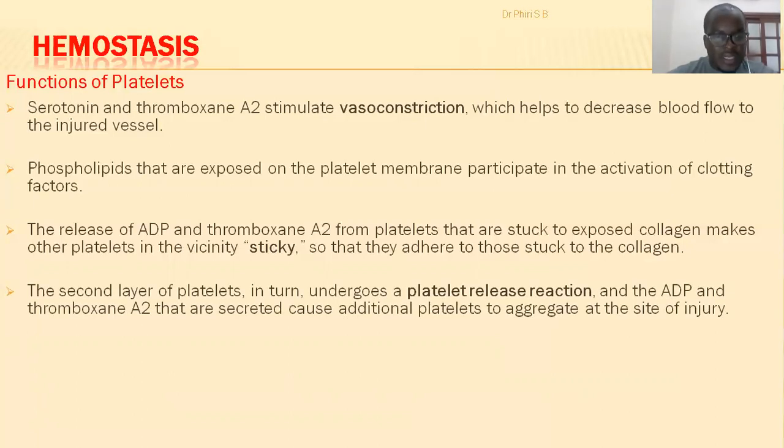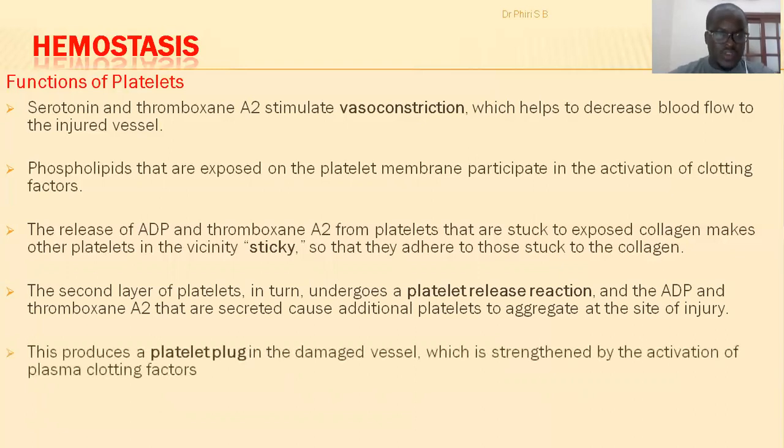The second layer of platelets in turn undergoes a platelet release reaction. So they are also going to release ADP and thromboxane A2 that will be secreted into circulation, and then they will go and activate other platelets to attach. So that will result in platelet aggregation at the site where there is injury. This produces a platelet plug in the damaged vessels, because there are a lot of platelets that will attach after activation.